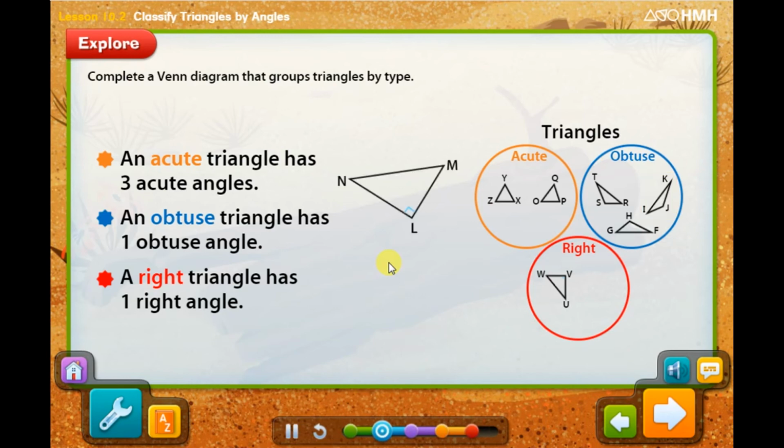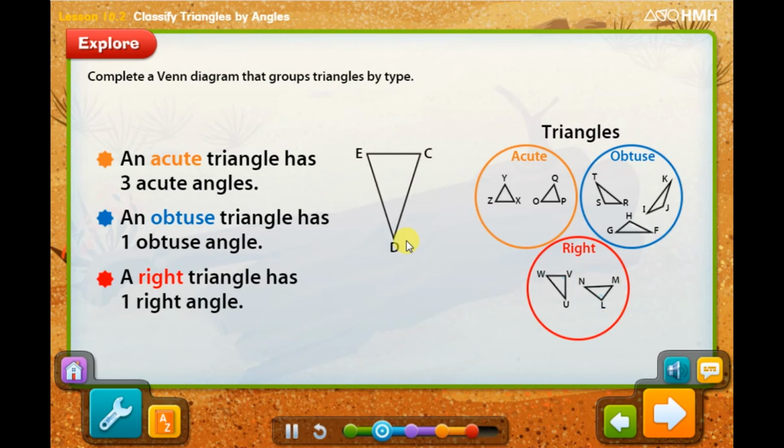Now we'll check out triangle NLM. Can you see the square? The square here means this angle looks like the angles of a square, meaning it is a right angle. Triangle NLM has one right angle. So what kind of triangle is it? Right triangle. It's a right triangle. So triangle NLM will move beside the other right triangle in the Venn diagram.